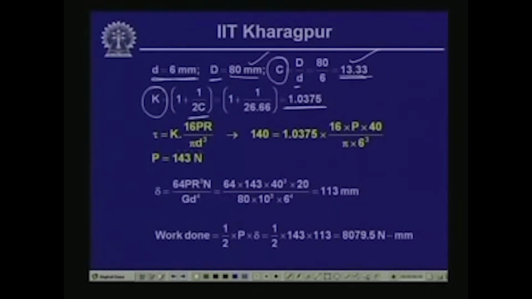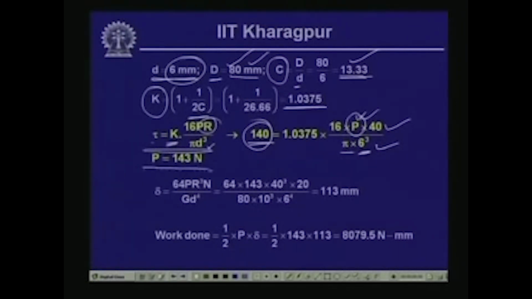Now, it is stated that the maximum shearing stress that is allowed is equal to 140 megapascal. So, what will be the load corresponding to that? If we substitute in the expression for the stress, which is equal to the stress concentration factor K multiplied by 16 PR by pi d cube, where R is 40 millimeter since the diameter of the coil is 80 millimeter, and the diameter of the wire is 6 millimeter, so this is pi times 6 cube. This gives us a value of P equal to 143 Newton.